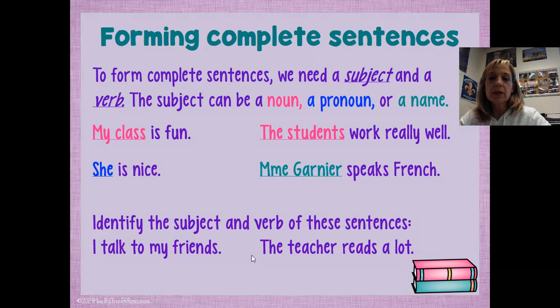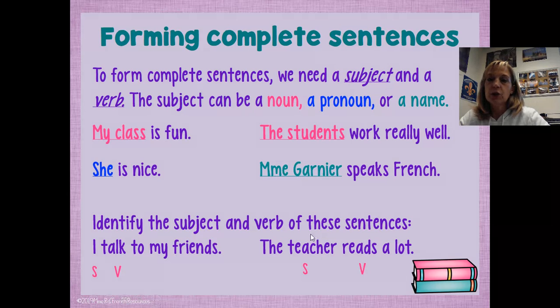Okay. So pause, go ahead and pause, or if this is made into a puzzle, you will get a question here. What is the subject and verb of this first sentence? I talk to my friends. The subject is I, and the verb is talk, and I is a pronoun here. The teacher reads a lot. Go ahead and tell me the subject and verb here.